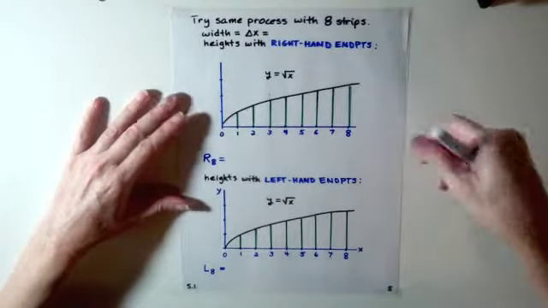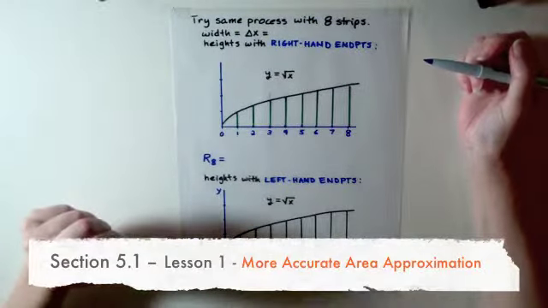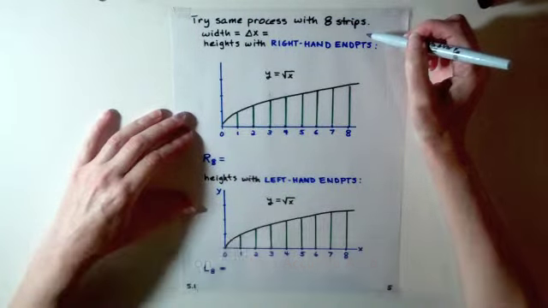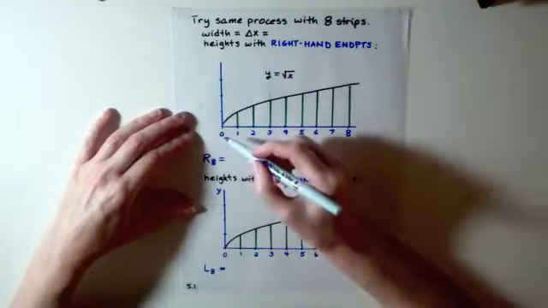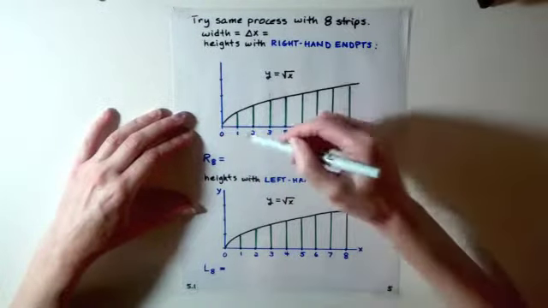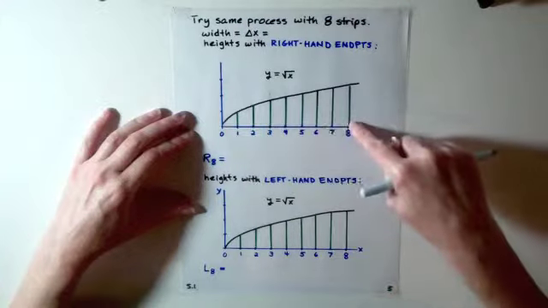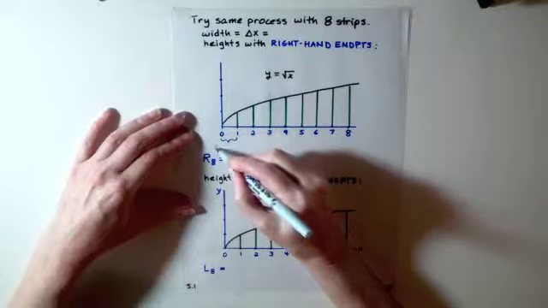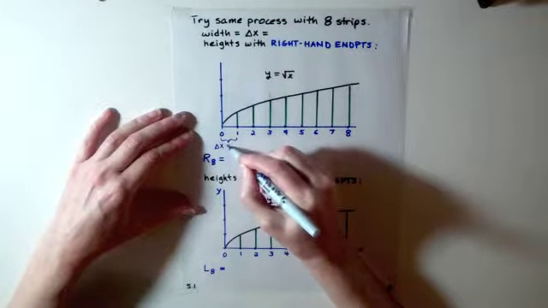We could try exactly the same process, but instead of having 4 strips, we could break it up into 8 strips. So let's think about that. We're still doing the interval from 0 to 8, and we're now going to break it up into 8 different strips. So how wide is each strip going to be? What will that little delta x width be equal to?